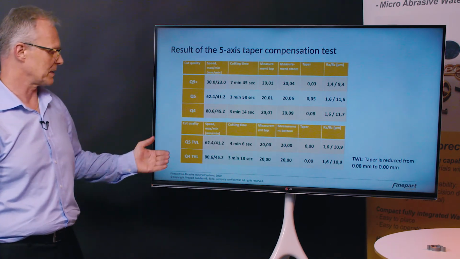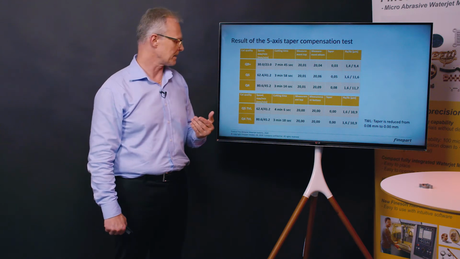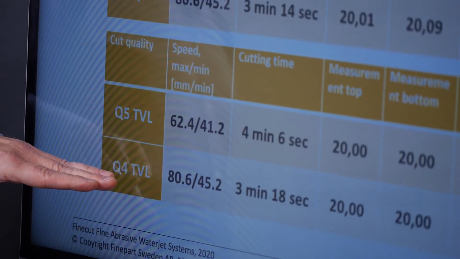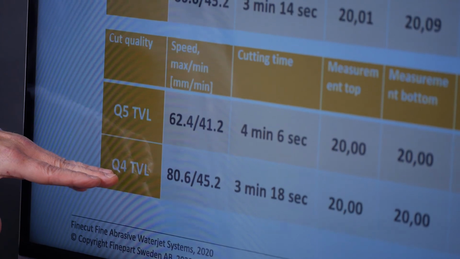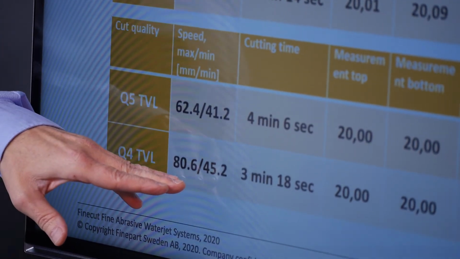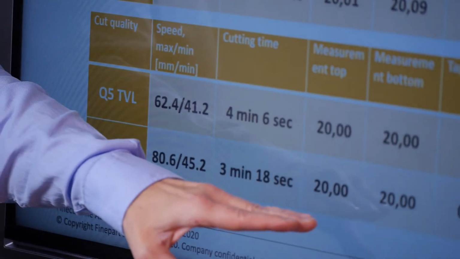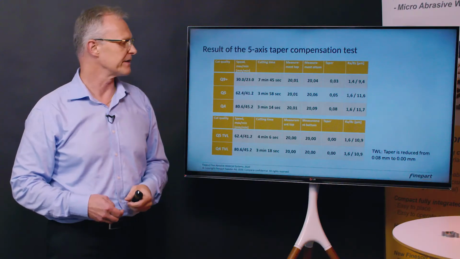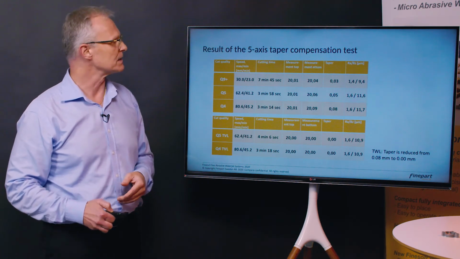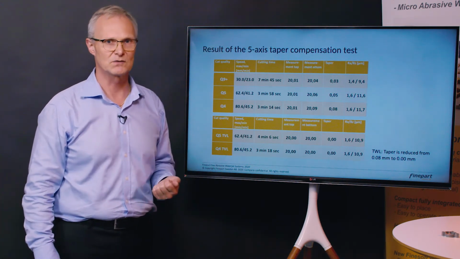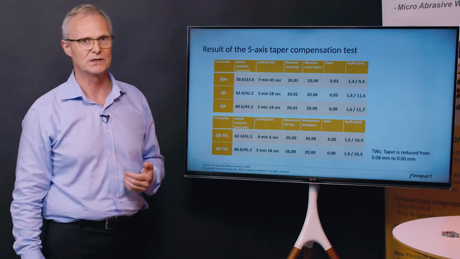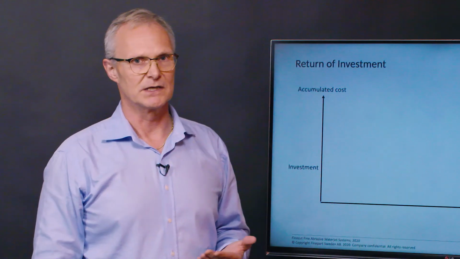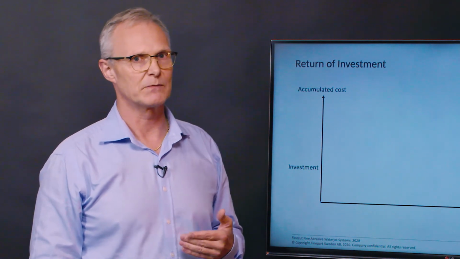So what we do now is that we want to compensate the taper by using the 5-axis control, and we went to cut with quality number 4 with the speed of approximately 80 millimeters per minute, and we were actually able to reduce the taper to 0 and still maintain the 1.6 micron in RA value. So this shows that it's possible to use 5-axis control to reduce the taper and still produce high precision parts. Of course, when we make a machine with a 5-axis control and 5-axis mechanics, that would add cost to the machine.